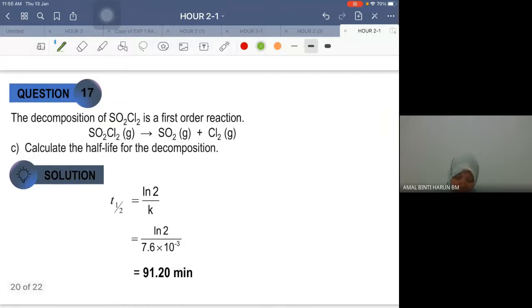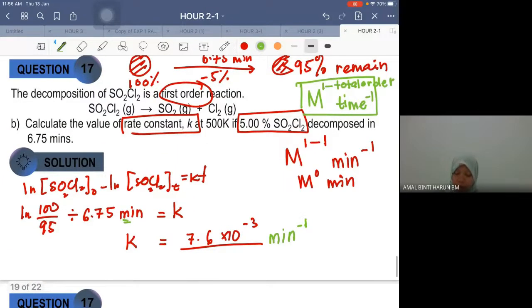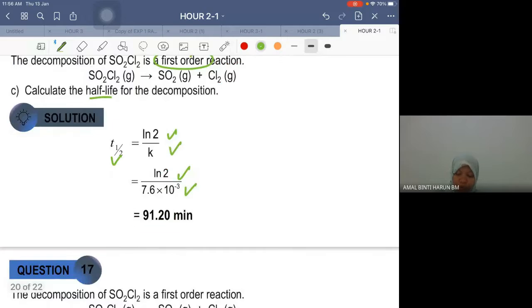C. Calculate the half-life for the decomposition. So it is first order, ln 2 per K. So ln 2, tekan calculator, K is the value calculated, substitute. So the half-life, time taken to be half. Okay, so tengok yang dekat sini, unit dia adalah per minit. So masa dia dalam unit minit.